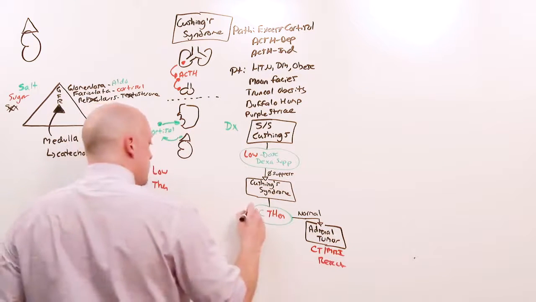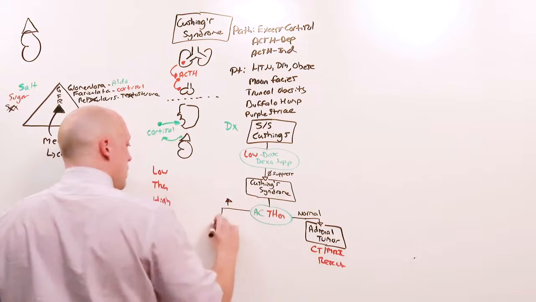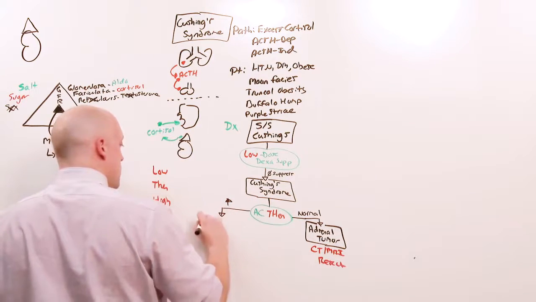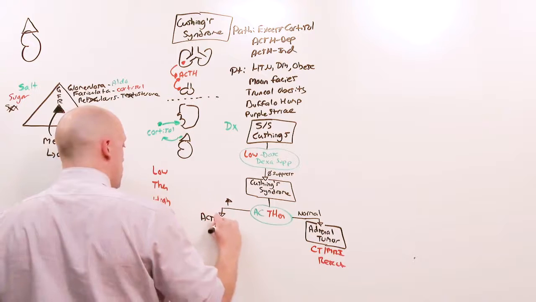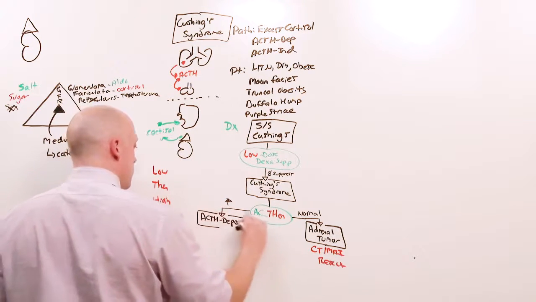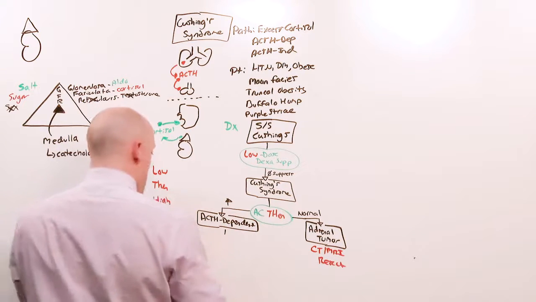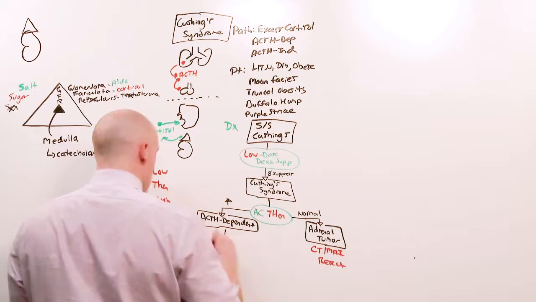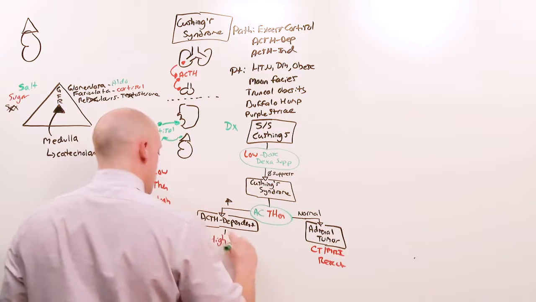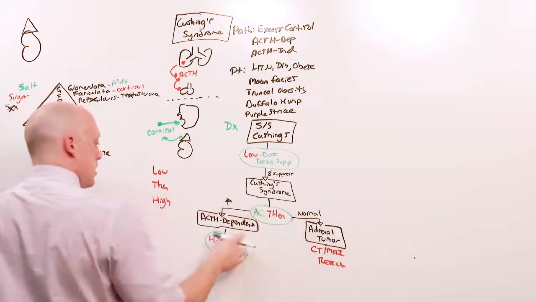But if you get an ACTH and it's elevated, now you know that it's ACTH dependent, but you're not sure which one. So you get the high dose dexamethasone suppression. Low, then high.